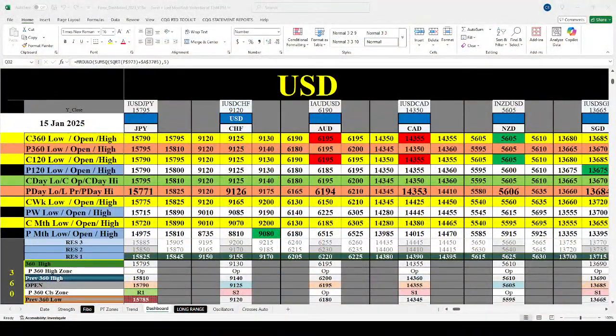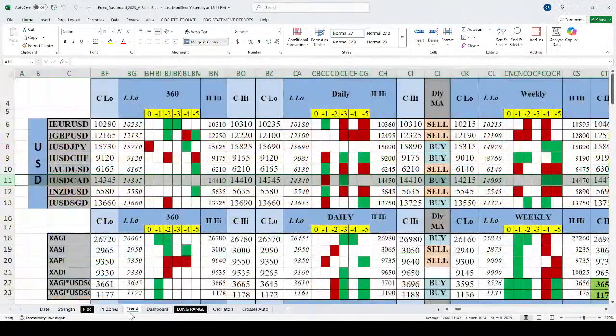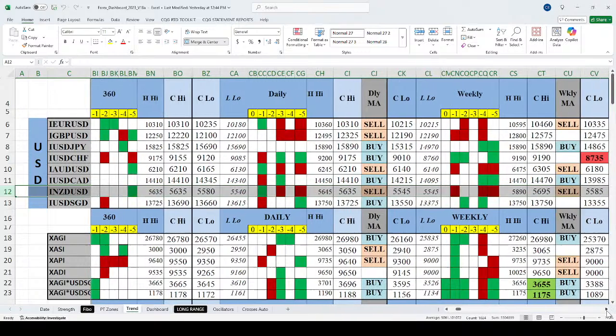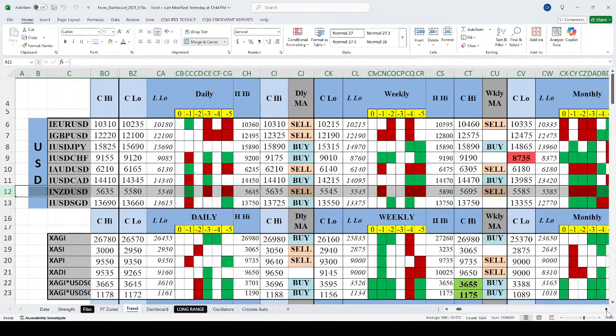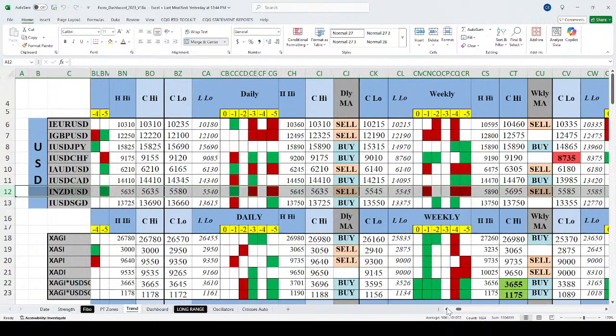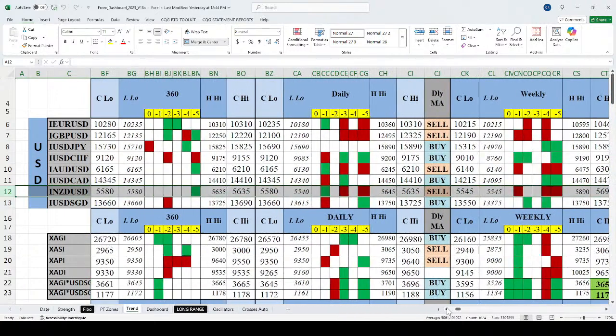Okay, the next one we are going to see is New Zealand dollar. Okay, this 6 hours flat with an upside bias, daily flat with an upside bias, weekly flat with the downside bias, and monthly is flat with the downside bias. Again, we are seeing a mixed signal. The weekly and monthly are telling you to go for a sell, daily is telling you go for a buy.